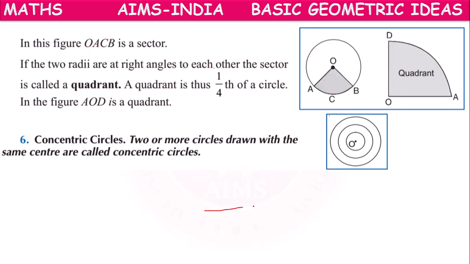Or if you have a semicircle, a semicircle can be made into two quadrants. Means 1/2 of a semicircle. Fourth part of a circle, half part of a semicircle. So AOD is a quadrant.